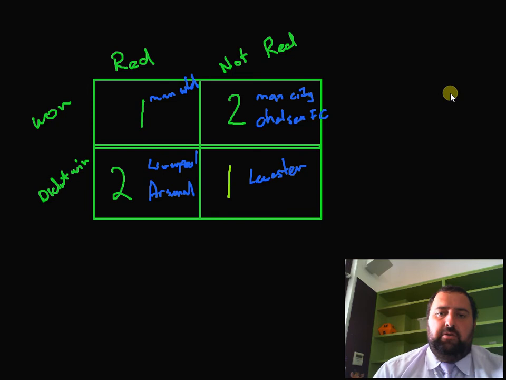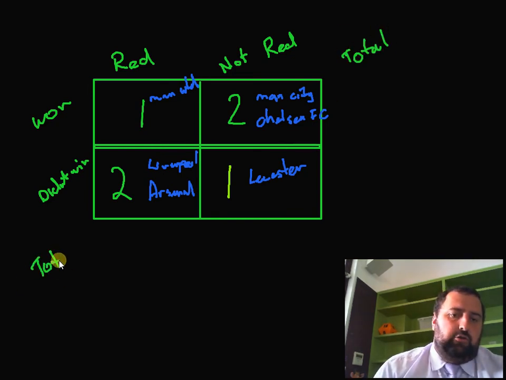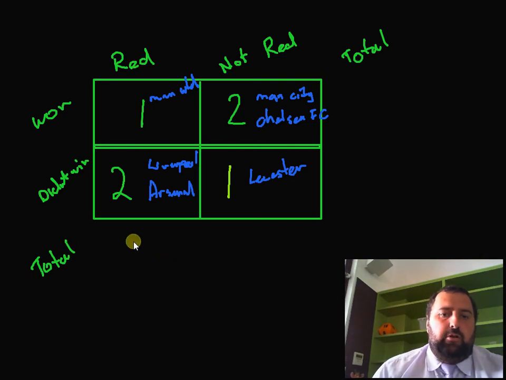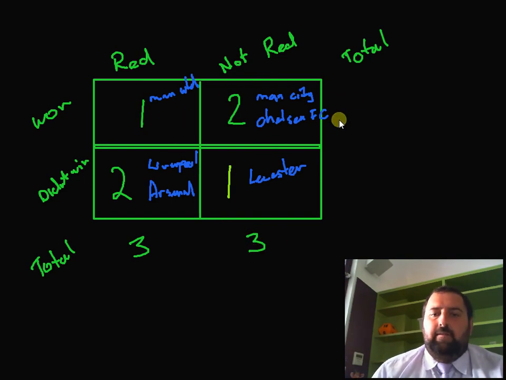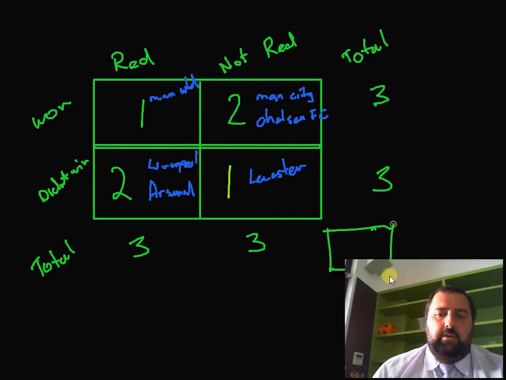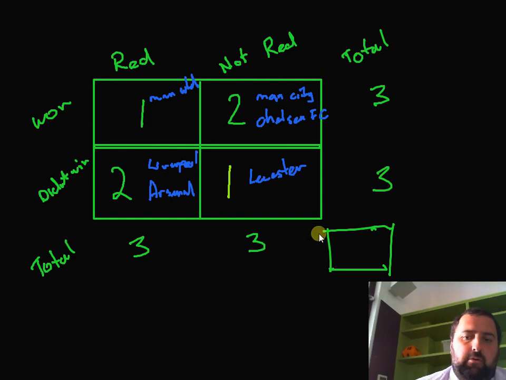Now, the next thing I'm going to do is totals. All right, total here and total here. So in total, there were 3 teams that wore red, and there were 3 teams that didn't wear red. There were also 3 teams that won and 3 teams that didn't win. So in total, in this corner here, I realised that the total was 6 teams, all right? There were 3 teams that won and 3 teams that didn't win, make 6 teams. 3 teams in red, 3 teams in not red, make 6 teams in total.